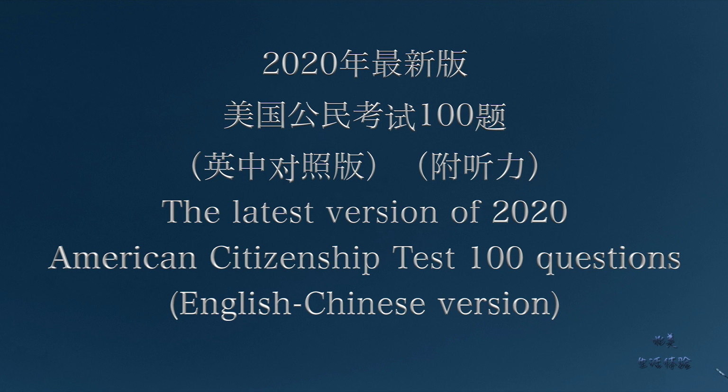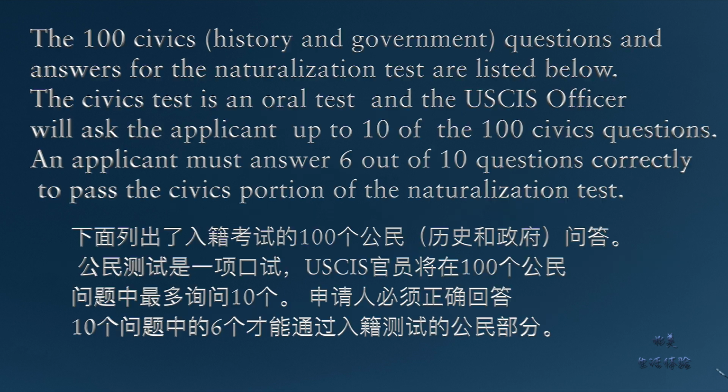Latest version of the 2020 American Citizenship Test, 100 questions. The 100 civics questions and answers for the naturalization test are listed below. The civics test is an oral test, and the USCIS officer will ask the applicant up to 10 of the 100 civics questions. An applicant must answer 6 out of 10 questions correctly to pass the civics portion of the naturalization test.